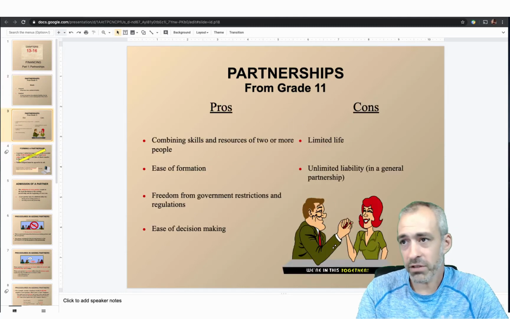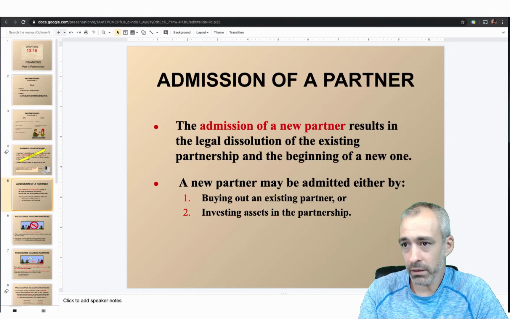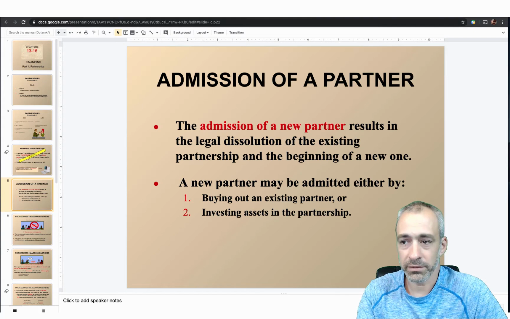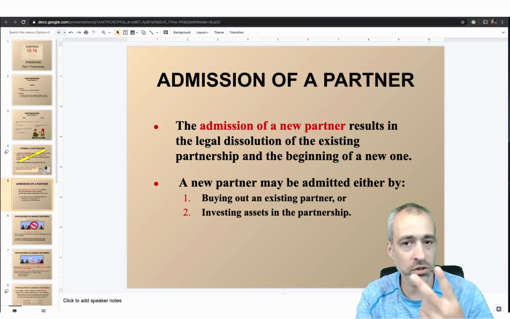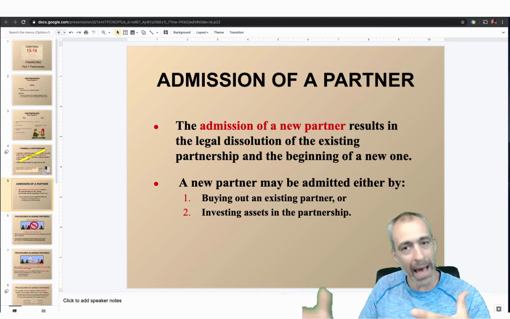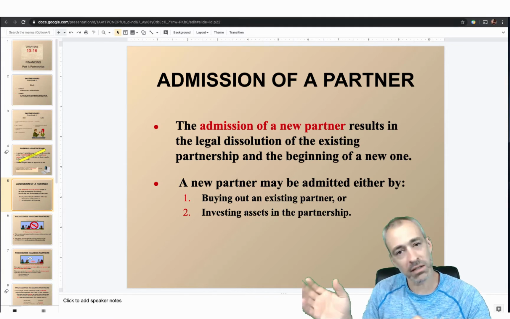You can skip every slide until this one. There's two ways a new partner comes in. Either you add them or they buy out an existing partner.